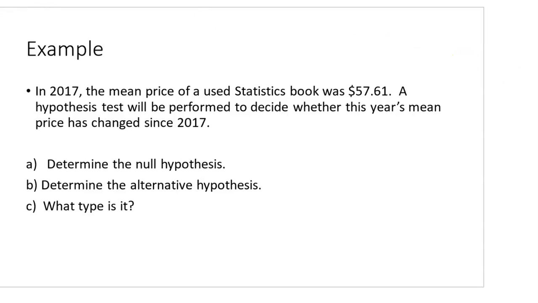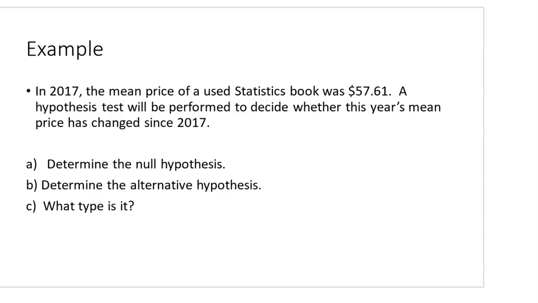In 2017, the average price of a used statistics book was $57.61. I want to perform a hypothesis test to figure out whether this year's mean price has changed since 2017. Notice that I didn't say whether it's more or less, I just said that it's changed.